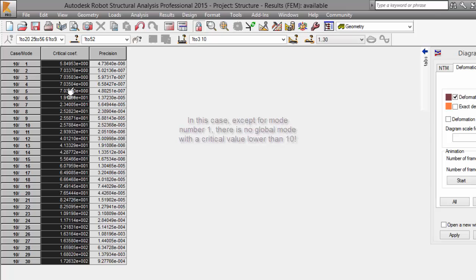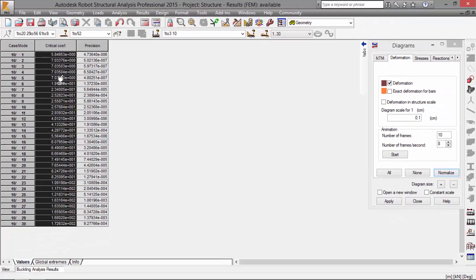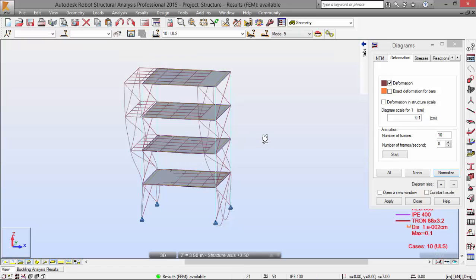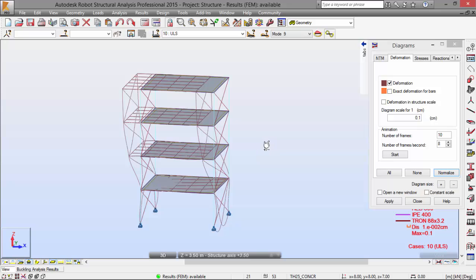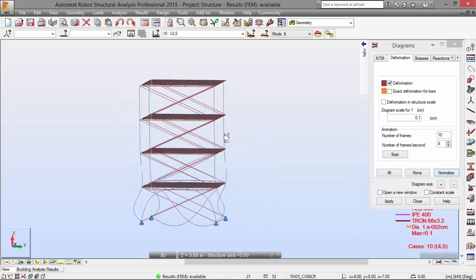If the value of the critical coefficient for that combination in that mode is less than 10, then you have a sway structure. And you need to be very careful about the design that you would make.